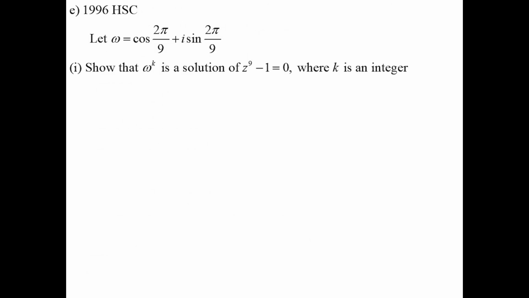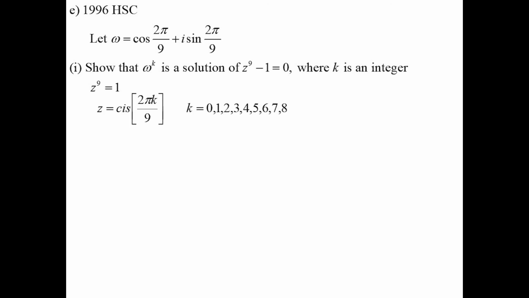Here's quite an old HSC question. This time we were dealing with the 9th roots of unity, so z to the power of 9 minus 1 equals 0. And they actually told us which solution. So it's a complex solution, but they've made it the very first one: cos 2 pi on 9 plus i sine 2 pi on 9. And they want us to show that omega to the power of k is a solution. So this time we have a very specific solution. Omega to the power of k, using de Moivre's theorem, would be cis 2 pi k on 9.